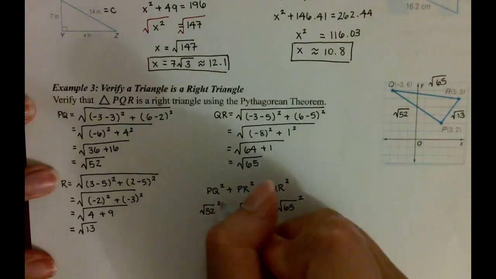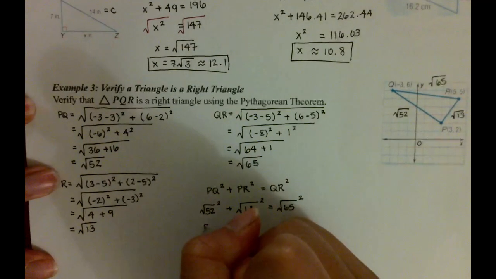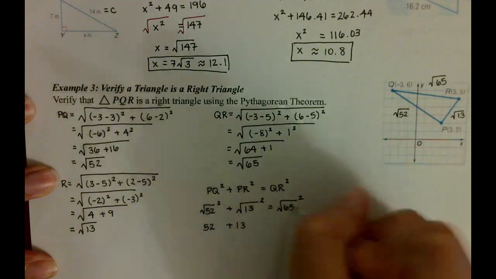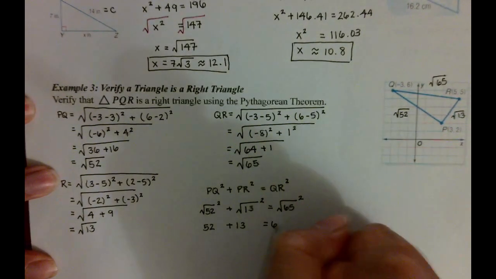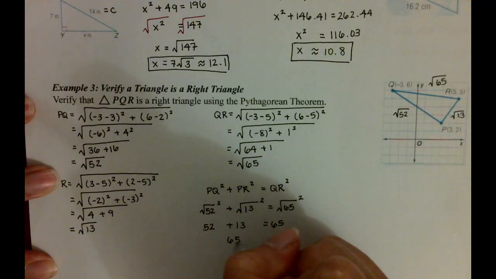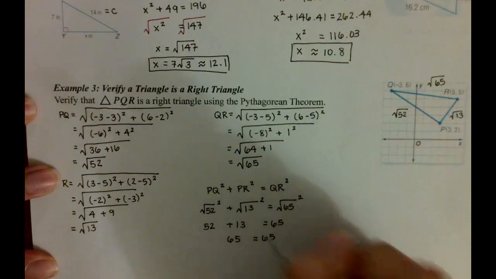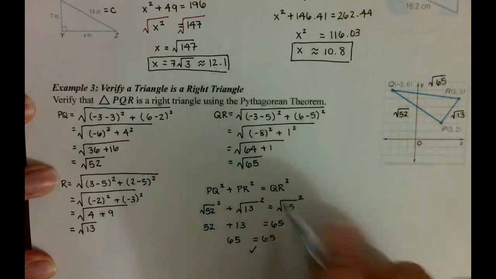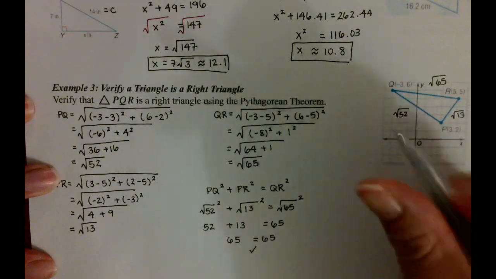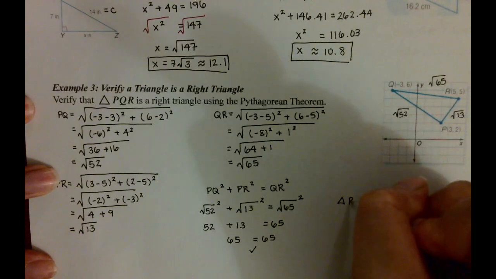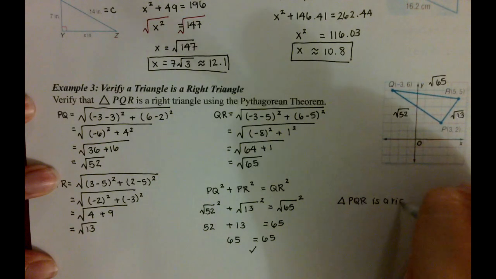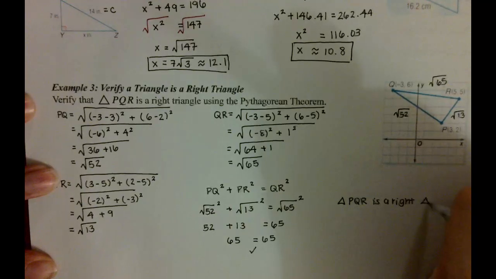So 52, the square root and the square cancel to be 52. The square root and square cancel, this will be 13, and the square root and square cancel to be 65. 52 plus 13 is 65. So does 65 equal 65? Yes, it does. And because the Pythagorean theorem works for it, it is a right triangle. So triangle PQR is a right triangle. And there you go. Okay.